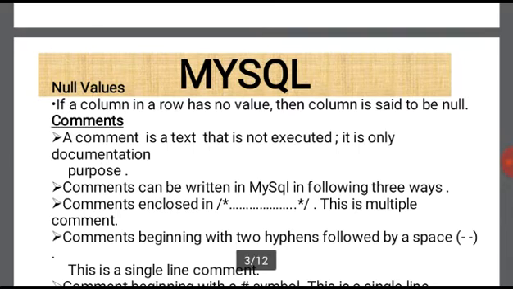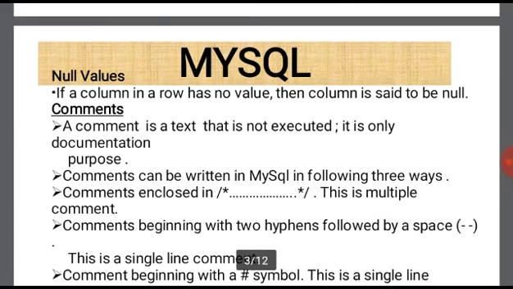Next is null values. So what is a null value? Null means nothing, no value at all. It is quite different from zero, because zero is itself a value and null means no value at all. So if a column in a row has no value, then the column is said to be null. Sometimes in a database we don't want to put any value, and at that point a column in a row with no value is called a null value.